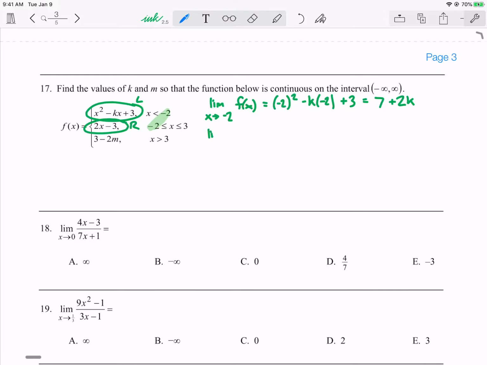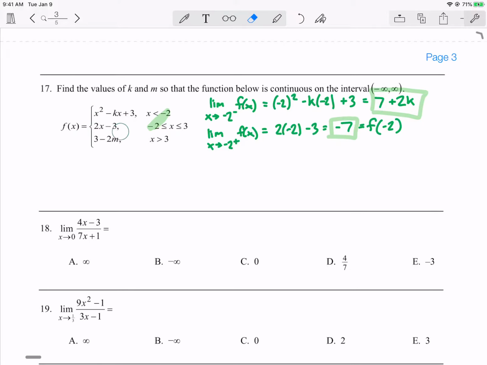Now when I do it from the right, limit as x goes to -2 from the right, I forgot my minus sign up there, using that middle piece. So I've got 2 times -2 minus 3, so I got -4 minus 3 is -7. For it to be continuous, these limits have to be the same, and they have to be the same as the value of my function, which is conveniently the same as the right-sided limit. So I need to set the -7 equal to the 7 plus 2k.